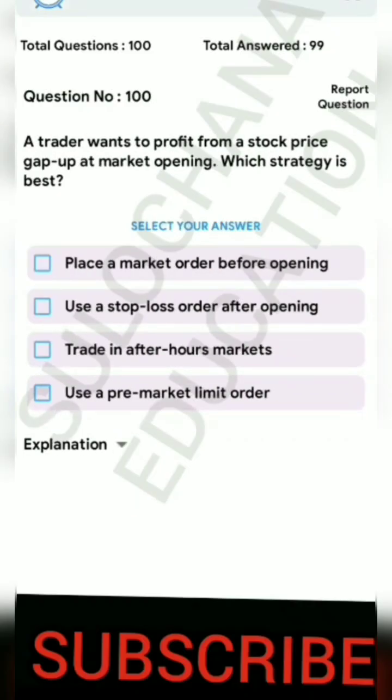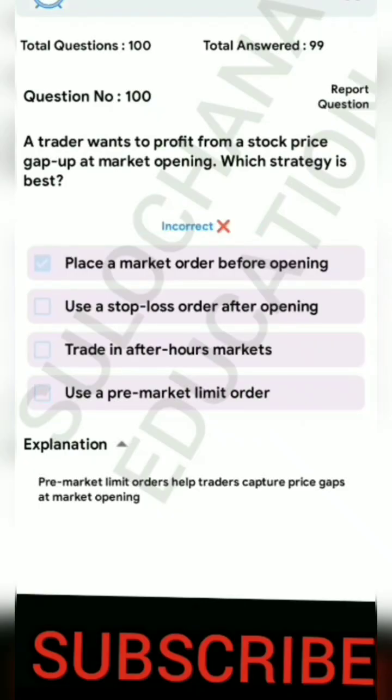A trader wants to profit from a stock price gap up at market opening. Which strategy is best? Options are A. Place a market order before opening. B. Use a stop loss order after opening. Option C. Trade in after hours markets. Option D. Use a pre-market limit order. And the correct answer is option D. Use a pre-market limit order.